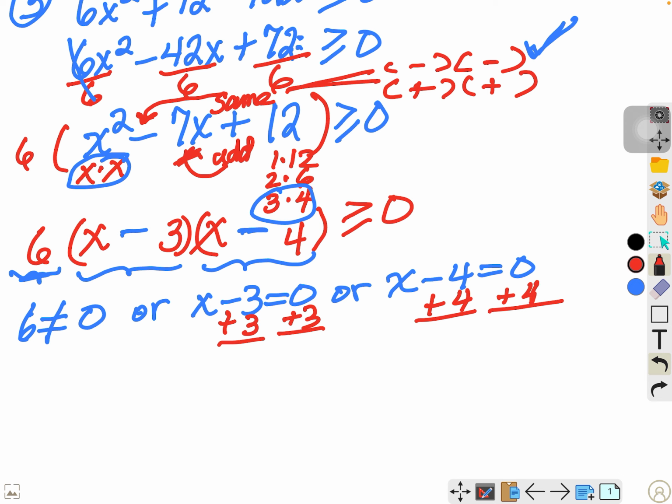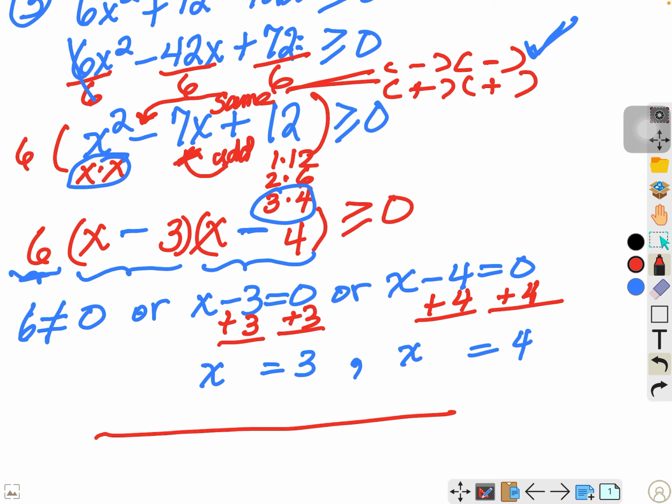So now that brings us to x equals 3 or x equals 4. So those are our critical values, 3 and 4. It just so happens that they're already in ascending order, 3 and 4. Now we go back and analyze our inequality.